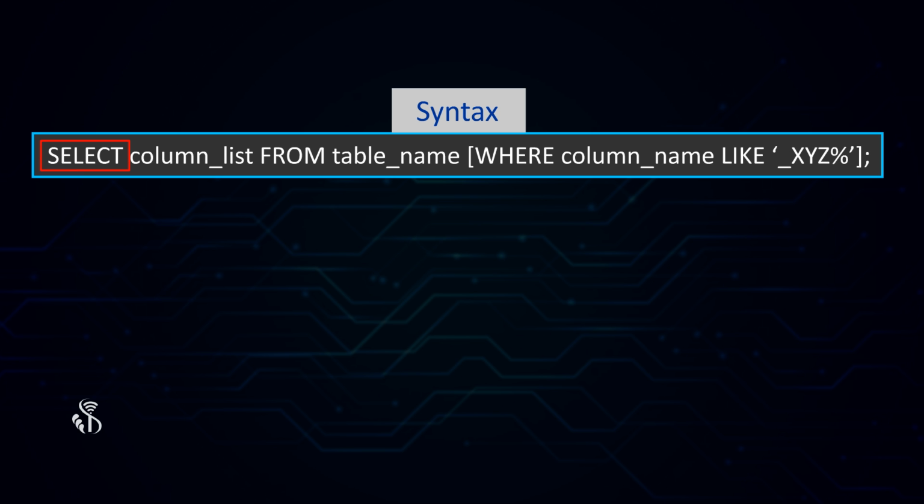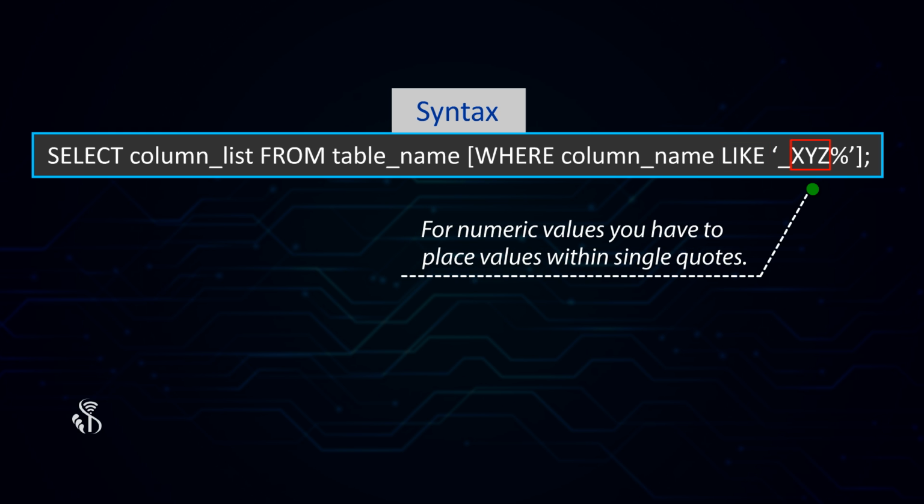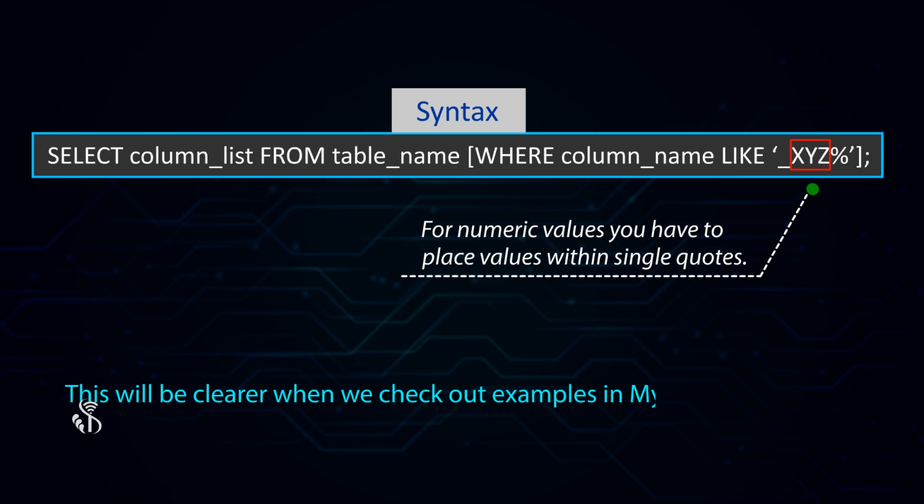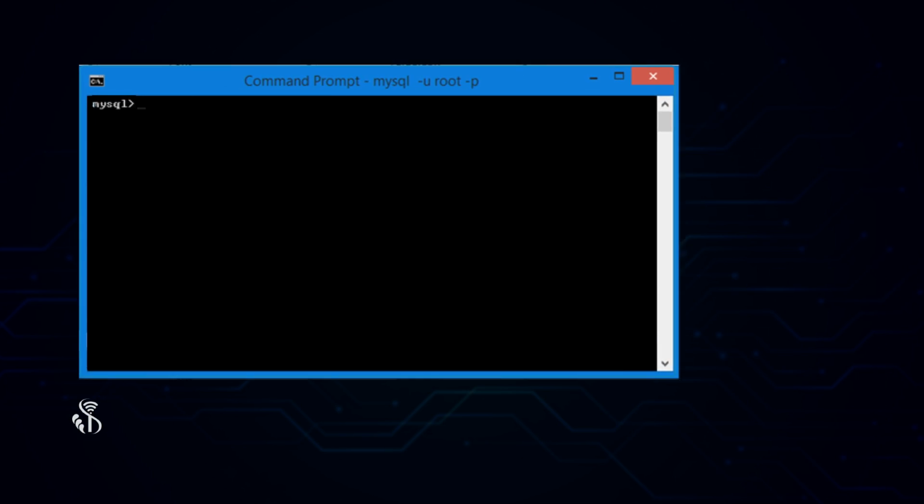There is select keyword, then list of columns you want to select, then from keyword and name of the table from which you want to fetch data, followed by optional where clause from which you make comparison using like clause. Even if you are making comparison between numeric values, you have to place values within single quotes. This will be clearer when we check out examples in MySQL environment. Let us now check some examples.